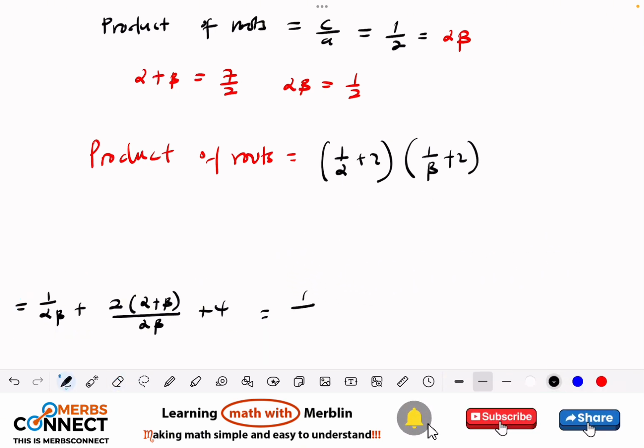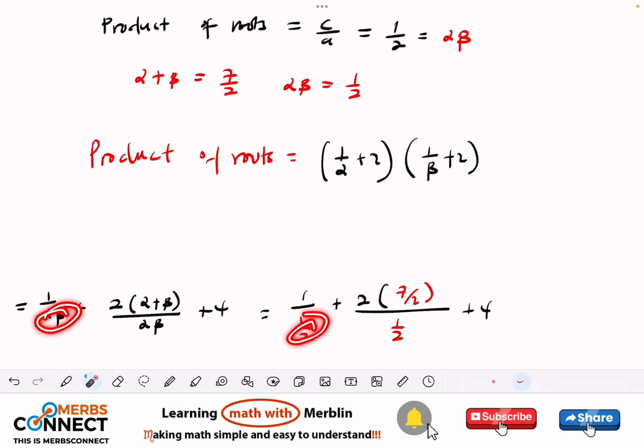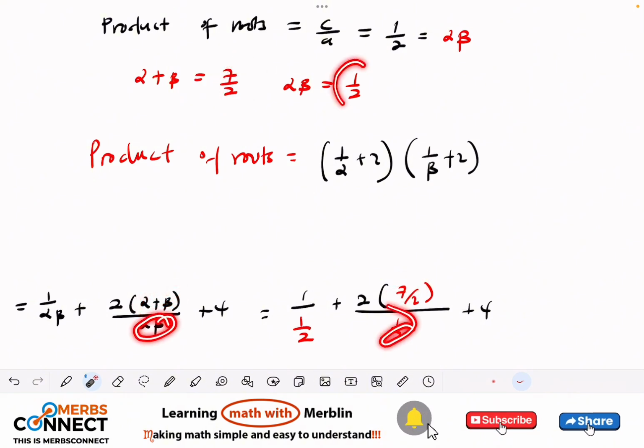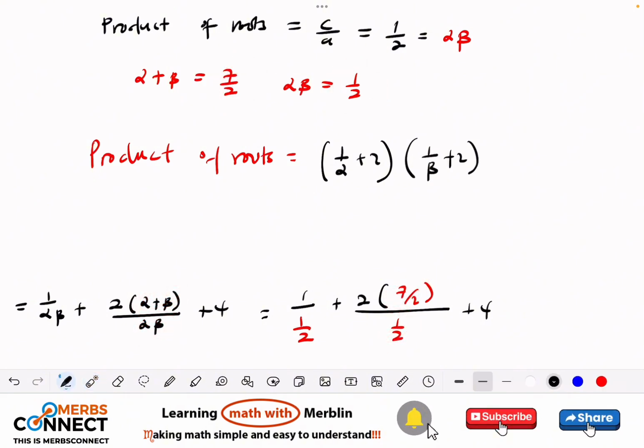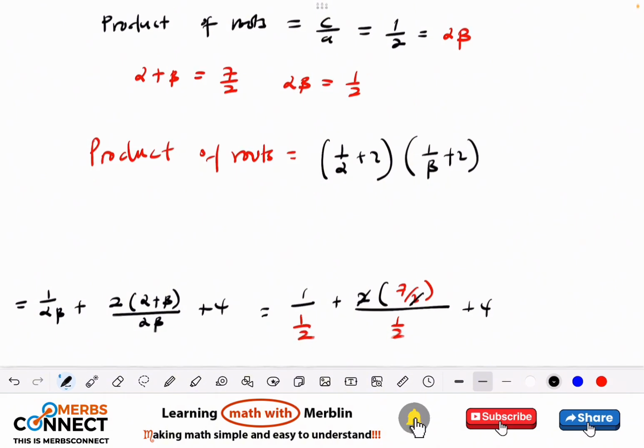So 1 divided by 1 over 2, plus 2 times the sum of roots, which is 7 over 2, divided by the product of roots alpha beta, which is also 1 over 2, plus 4. Right, so you see that this is here, which is equal to this. This is also here, which is equal to this, and this is here, which is also equal to this. So now let's try and simplify. 2 times 7 over 2, this will cancel that, right?